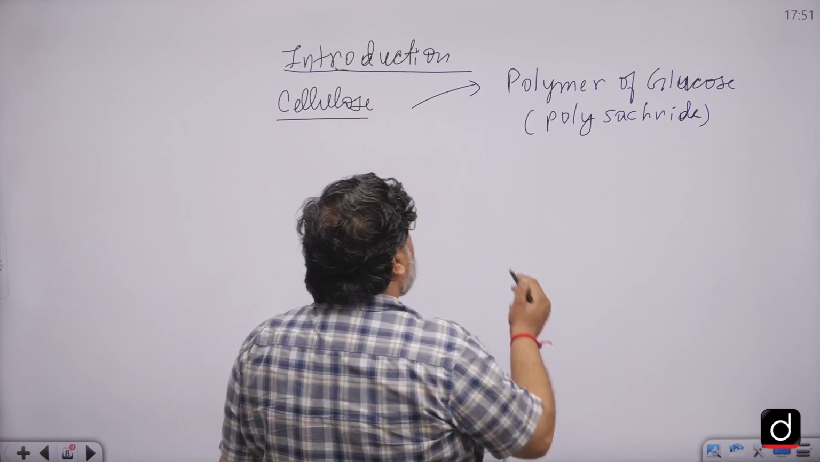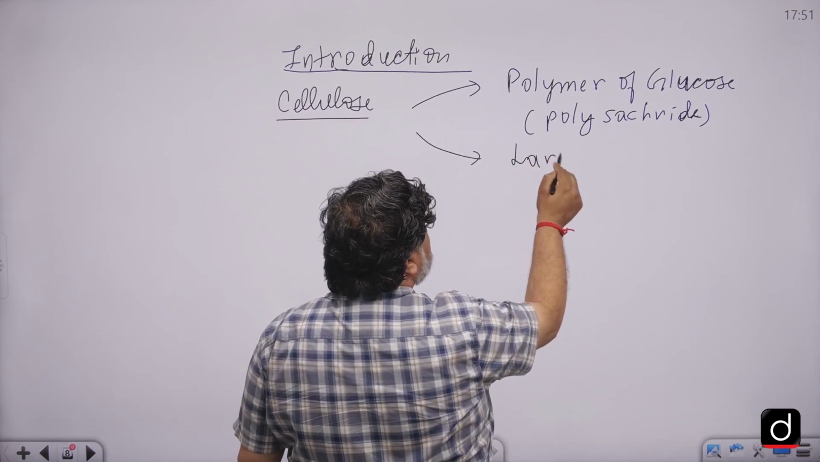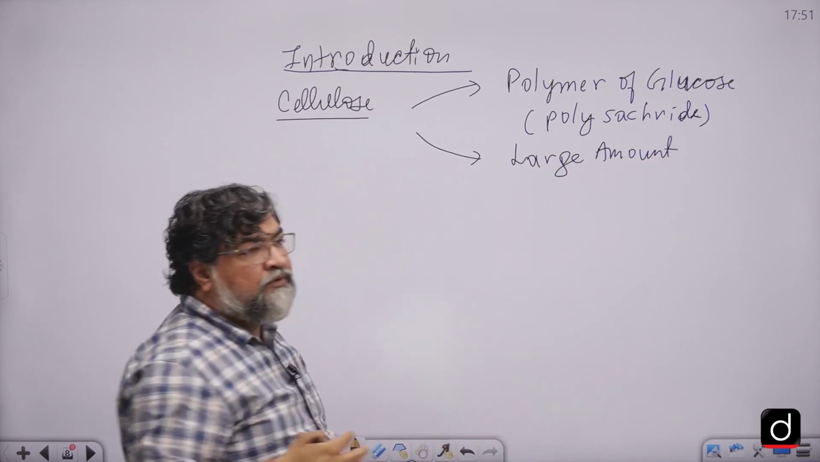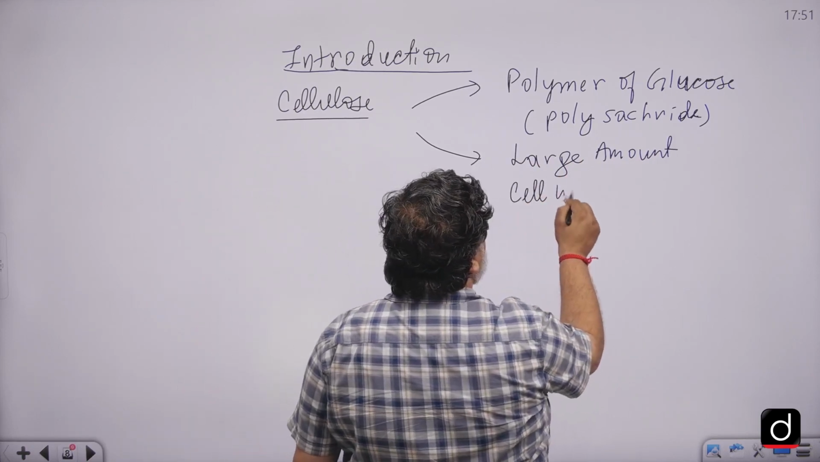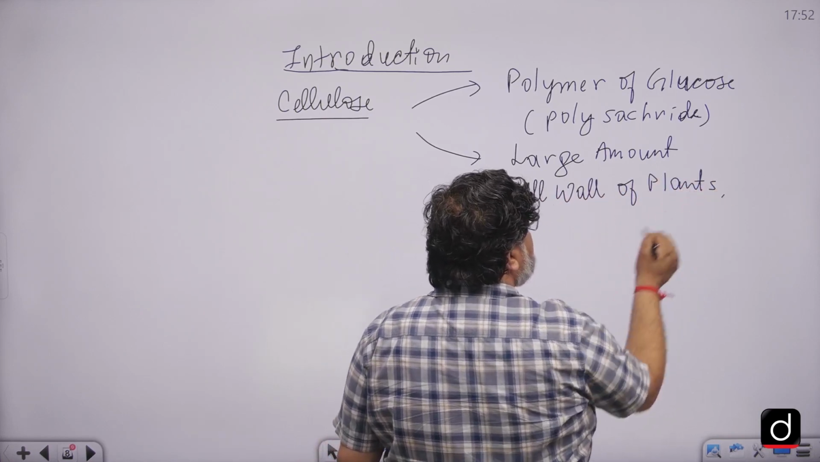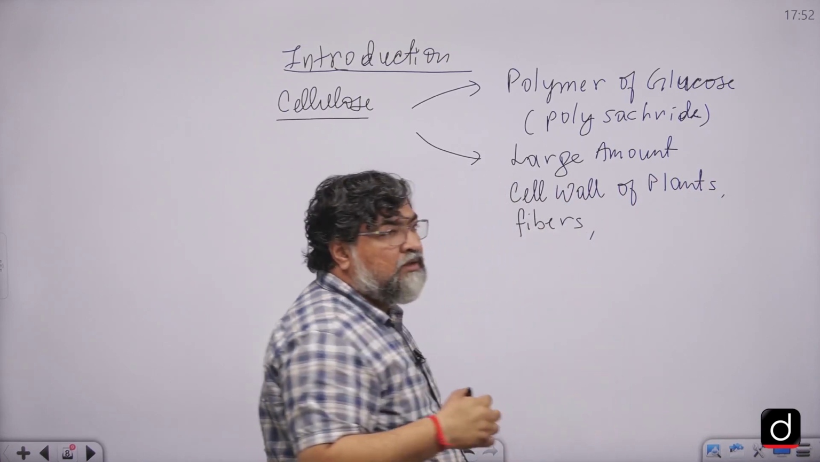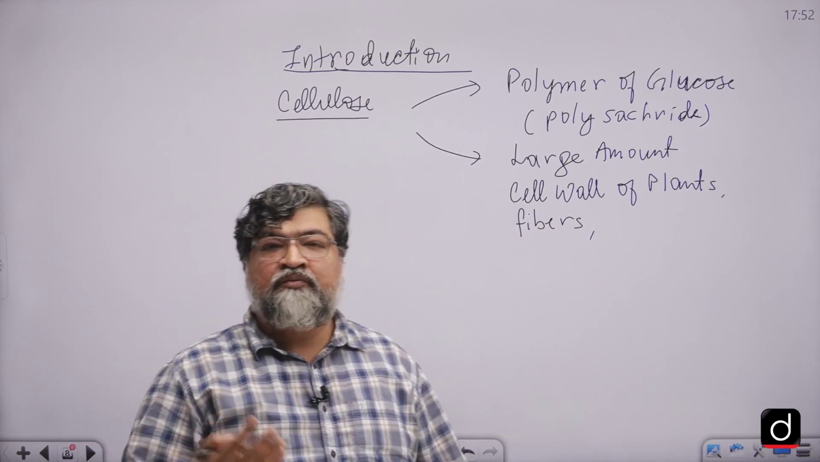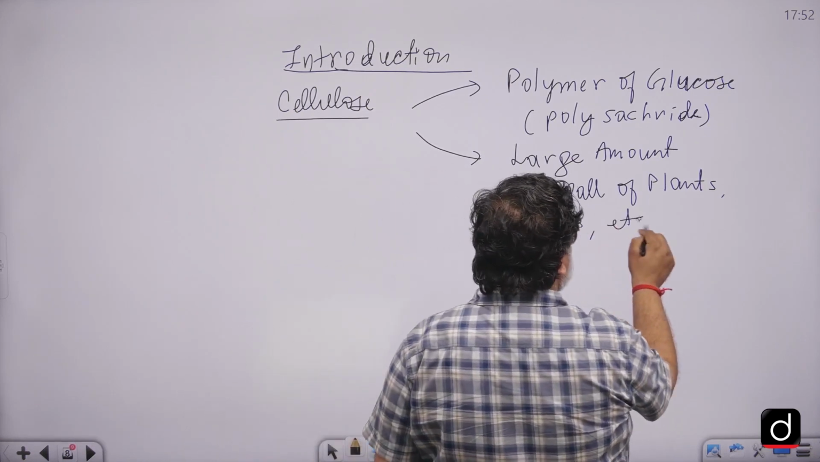Then you are writing here that this is present in large amount, right? Its presence is there. If you take the presence of such kind of material, you can give an example here like a cell wall. The cell wall of plants is made up of cellulose. Then again, fibers, right? Like for example, sometimes the banyan tree, you have seen that prop root, those kind of fibers. So plant fibers are made up of cellulose there.